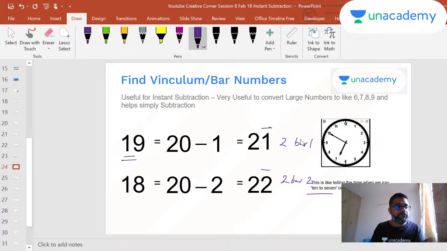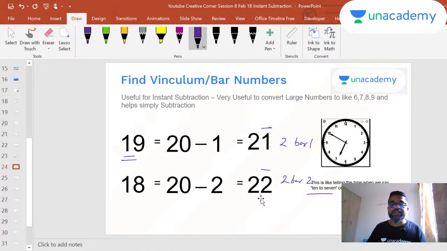Some of you just joined now, so I hope you are getting this now. We are just talking about bar number representations, how you represent certain numbers, especially those ending in 6, 7, 8 and 9. That's where you'll find it useful. But understand this concept now and you will connect to it when you really get to solving some problems using bar numbers. So simply, you're talking about 19, I represent it as 2 bar 1.